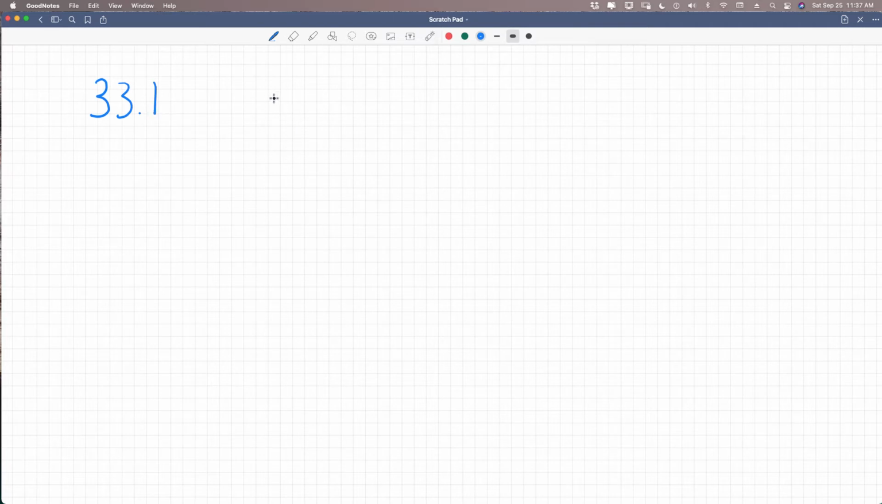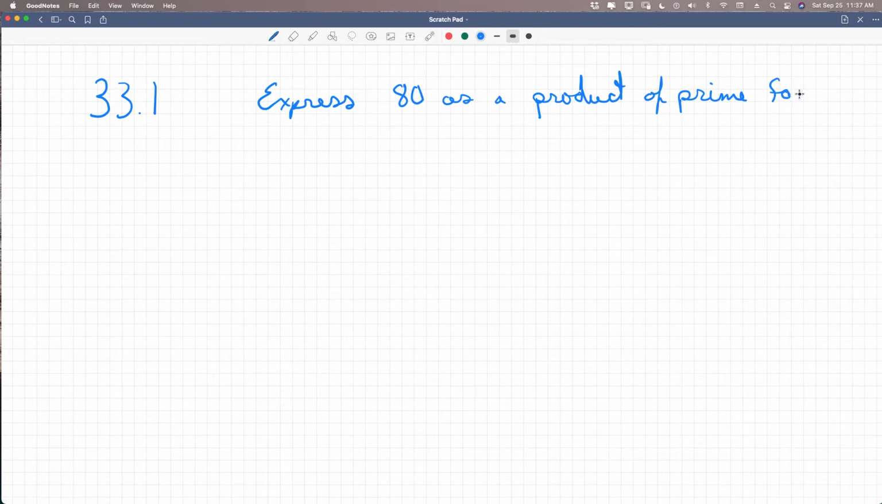33.1. We are going to express 80 as a product, and product means to multiply, of prime factors. So express 80 as a product of prime factors. So that means whatever prime numbers it takes to multiply to get 80. The way that I do this, and the way that I recommend until you get the hang of it, is to use a factor tree.